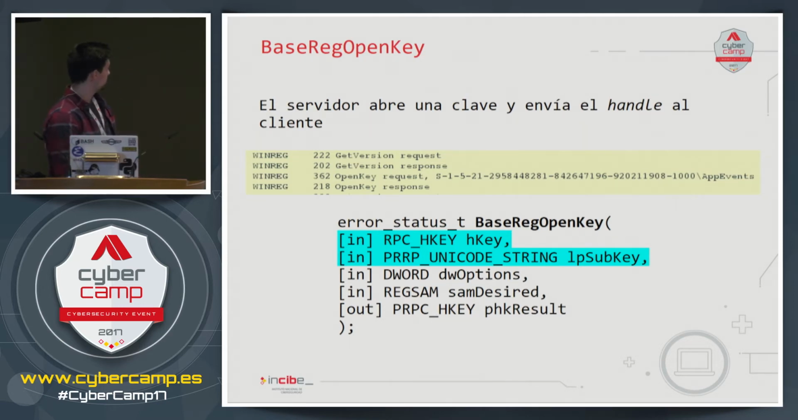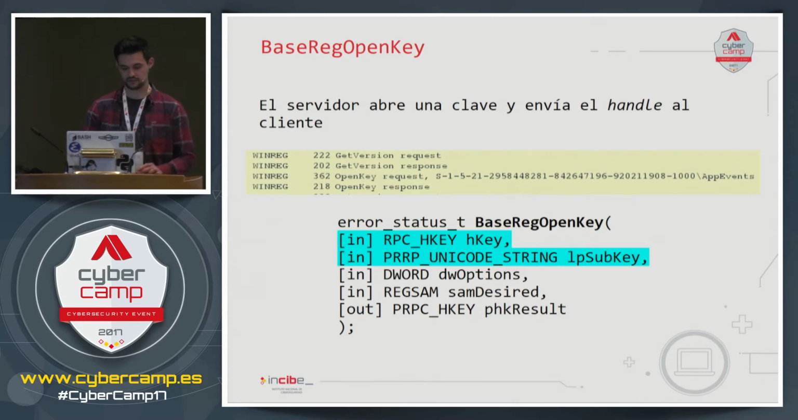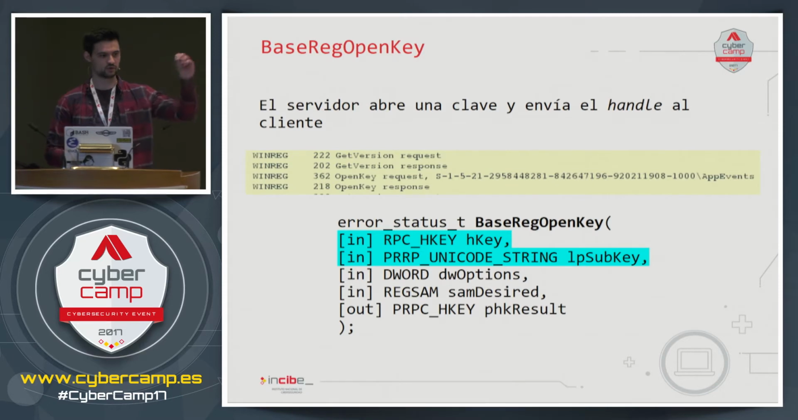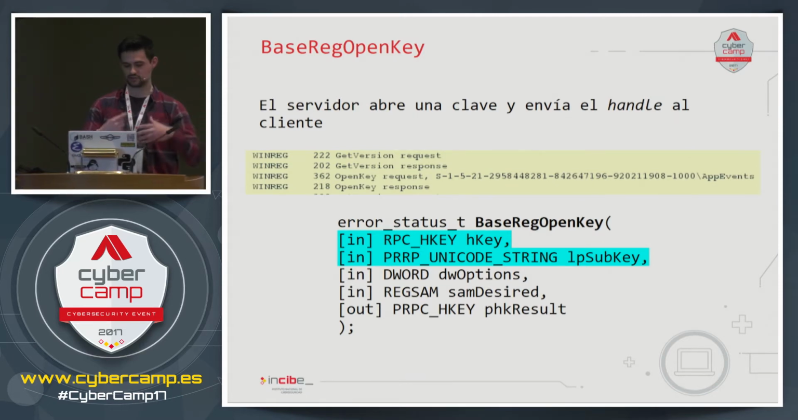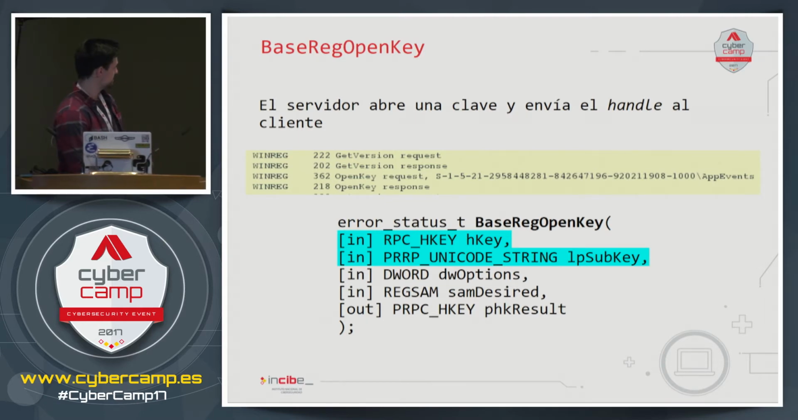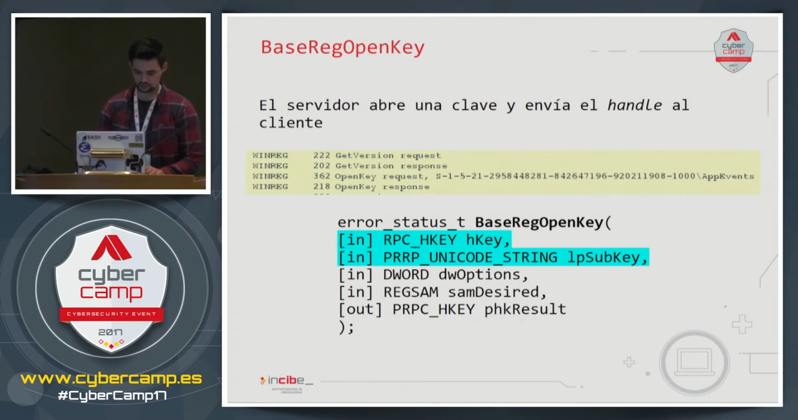As I said, it's important to know what the operation is for. Here, the server opens a key and sends the handle to the client. So the server authorizes the operation, sends us the handle, and we can operate using this key. Formally, this is the function specification that we have.